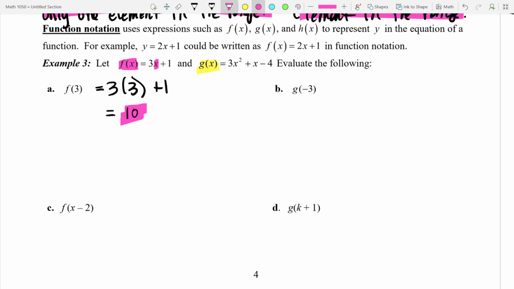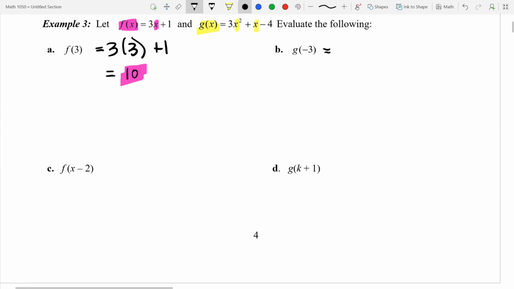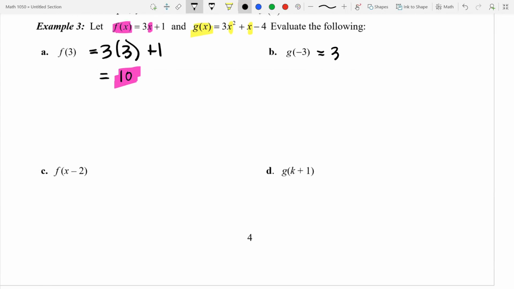Okay, let's do g of negative 3. So right here and right here, I'm going to put in a negative 3. Guys, put the negative 3 in parentheses, okay? So everybody go equals. Notice how I'm writing this up. That's going to be 3, and then in parentheses, negative 3, and then it's squared, plus parentheses, negative 3 minus 4.